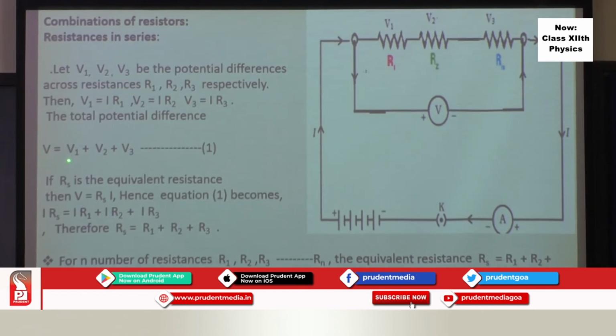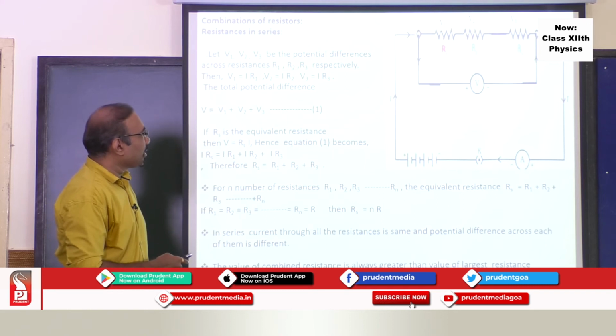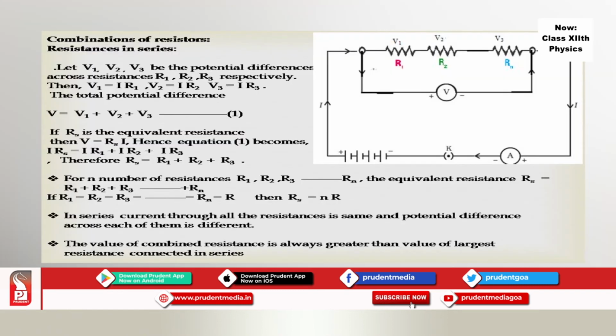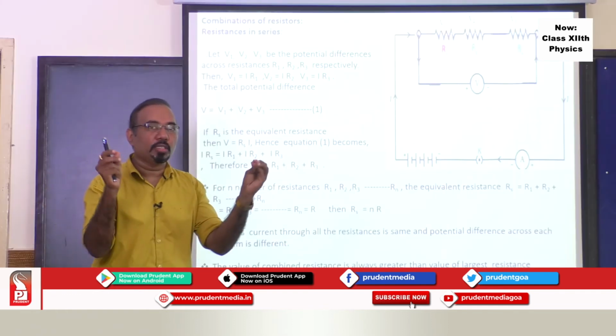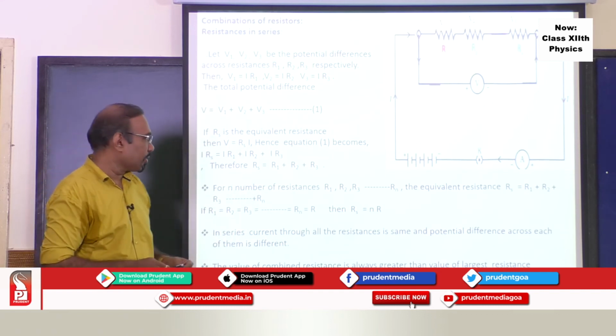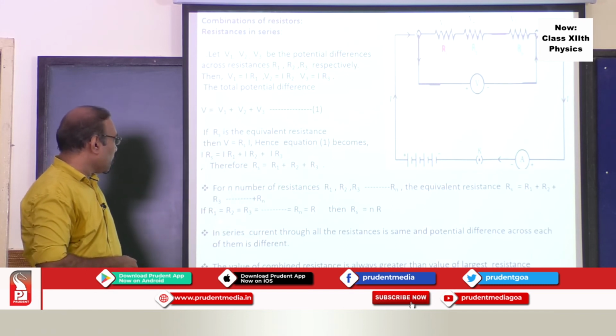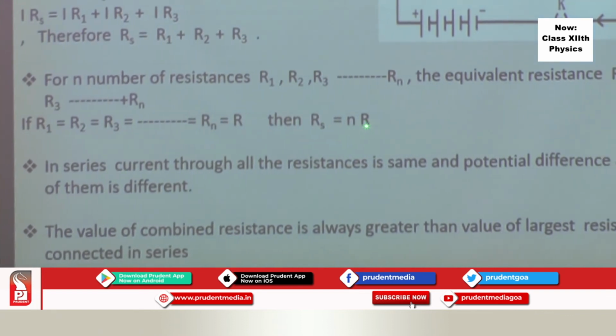So total potential drop is V1 plus V2 plus V3. If, in place of these three resistances, you have one resistance, which is called the equivalent resistance, I'll denote it RS, in that case you substitute in this equation and you will get total resistance as R1 plus R2 plus R3. So if you put the resistances in series, you just add all the resistance values to get the total resistance. And if all the resistances are the same, then you can find the resistance as N times R.